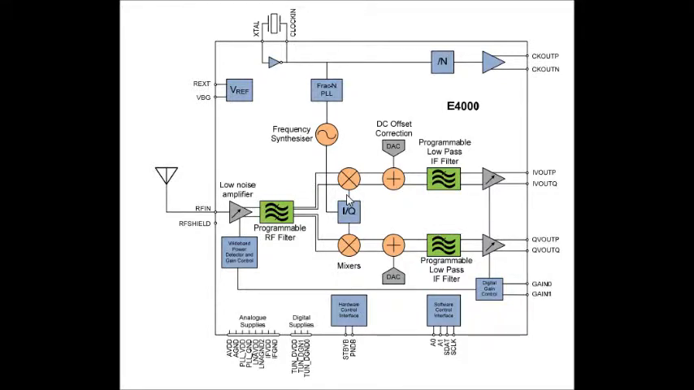This is a block diagram of the E4000. This is the front end of the receiver that I'm going to be showing you several channel examples of. You'll be seeing a channel example of some air traffic control, a channel example of an FM radio station, KUT from Austin, and a channel example of the NOAA weather radio.